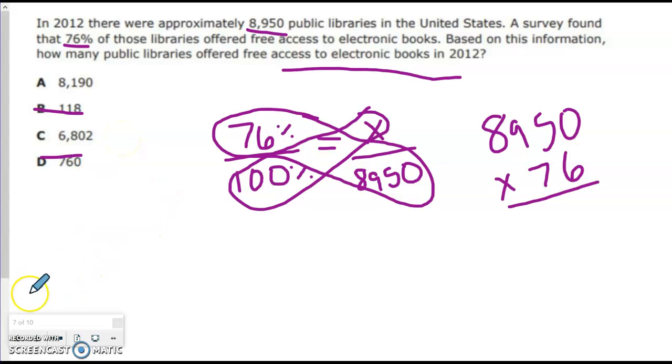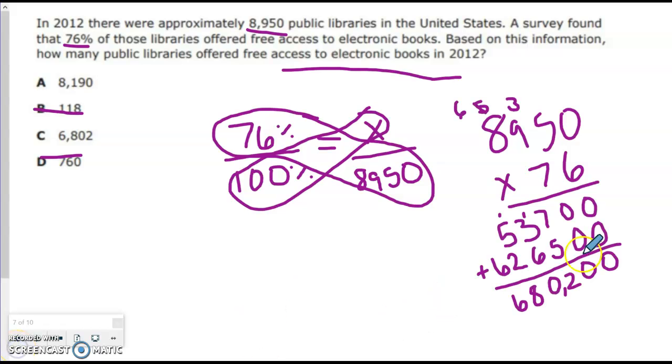I'm going to pause my video so I don't run out of time and do the math really quick. Okay, so I just finished my multiplication here. Again, we said we could probably estimate this portion, but just to be safe. So 76 times 8,950 is 680,200. But that's equal to 100 times x. So our last step is going to be divide by 100.